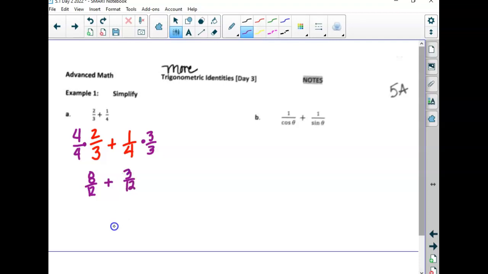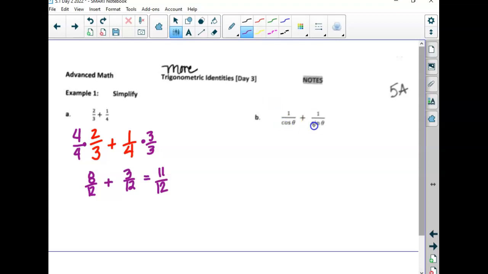And then when we add, what do we do? Add the top and do what to the bottom? Keep the bottom. So we get 11/12. All right, so we got to do the same thing on B.